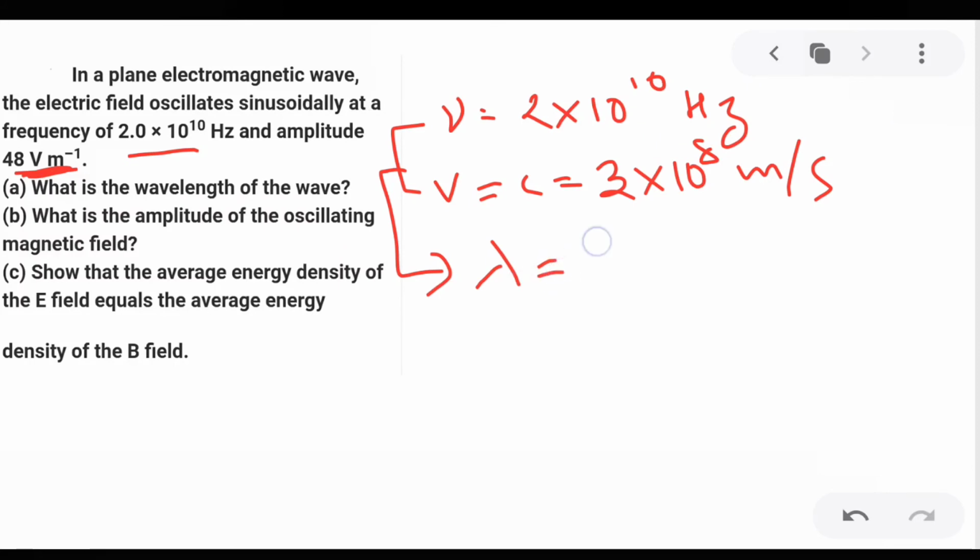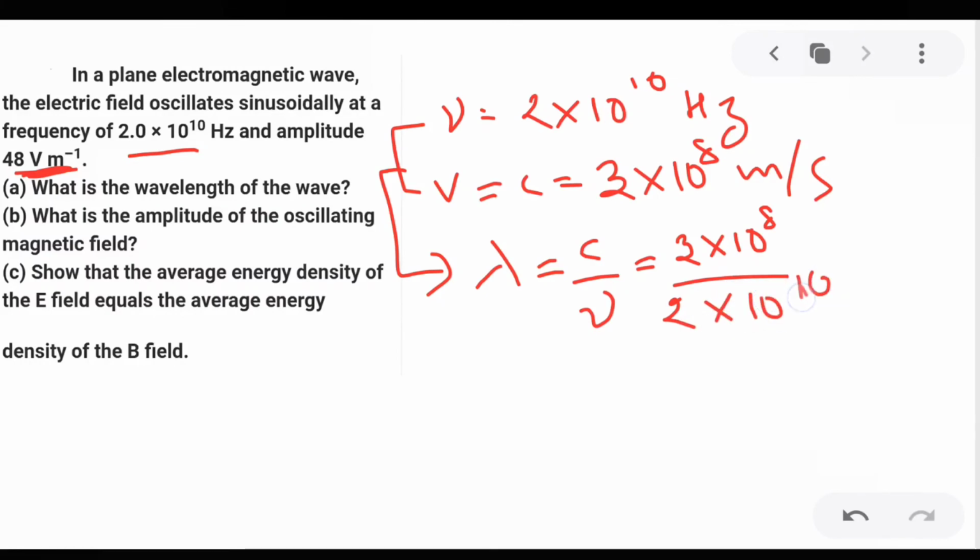So frequency and velocity are known, so from that we can very easily calculate the wavelength. Lambda will be equal to velocity divided by frequency. So this is 3 into 10 power 8 divided by 2 into 10 power 10. So this will be 1.5 into 10 power minus 2 meter. So this will be the wavelength.